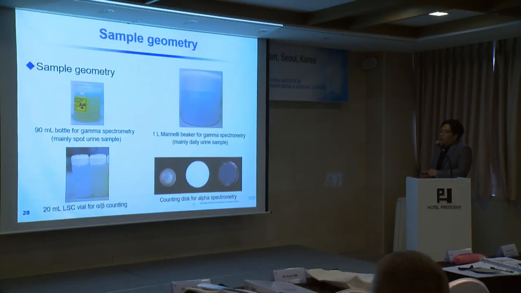The difference between two of them is the volume, and we can calculate the minimum detectable level. And this vial is for the liquid scintillation counter for alpha and beta counting. This disc type counting source is for the alpha spectrometry system. So it depends on the counting instrument.